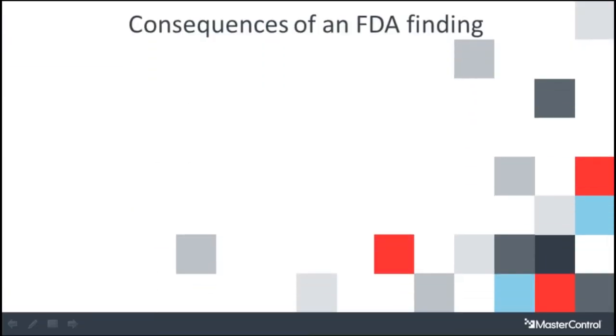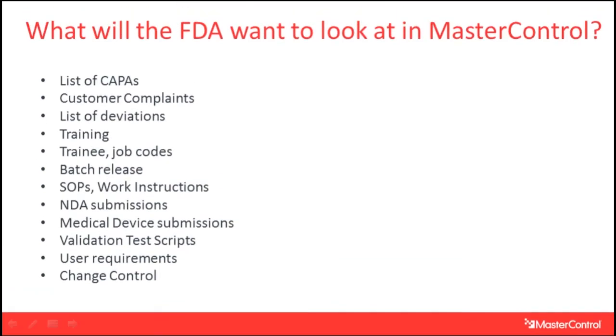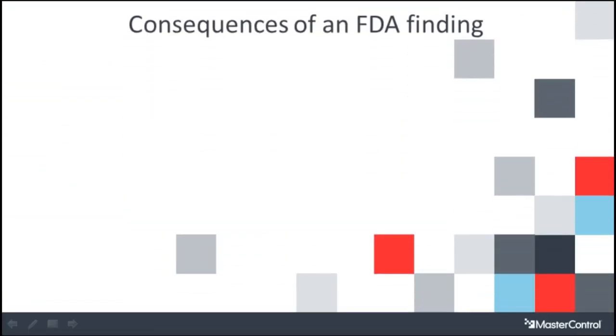So let's talk about the consequences of an FDA finding here. How many of you guys have gone through an audit where you've had a finding? Yeah. Okay. We're usually going to find something, right? How severe was it? How far along the line did you get? Not too bad. Did you get to the consent decree? Oh. Ouch. Ouch. Oh, okay. Don't hire that guy.